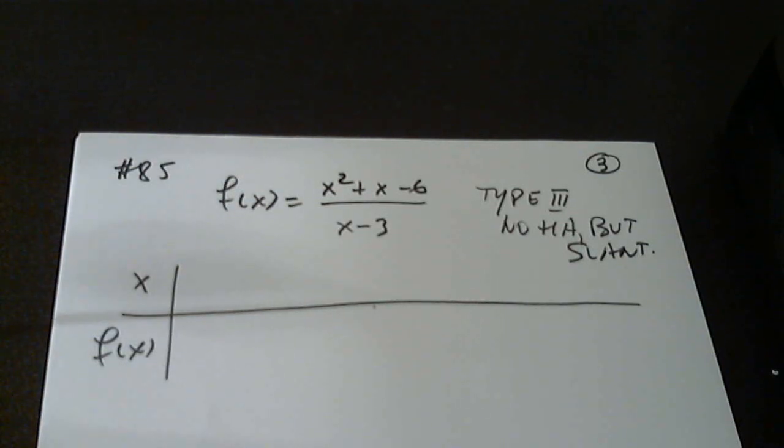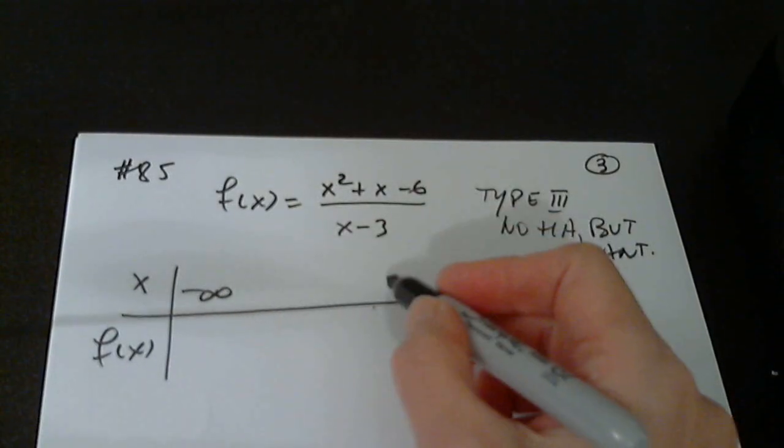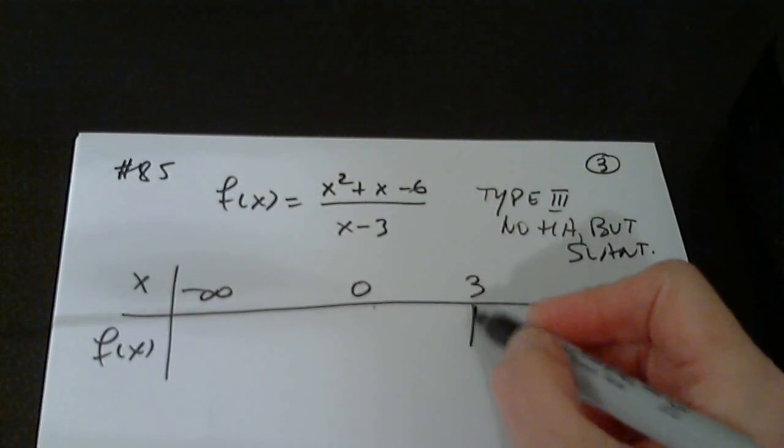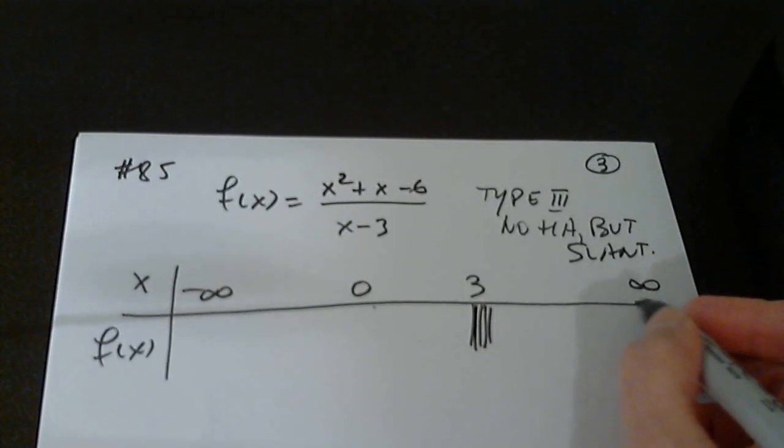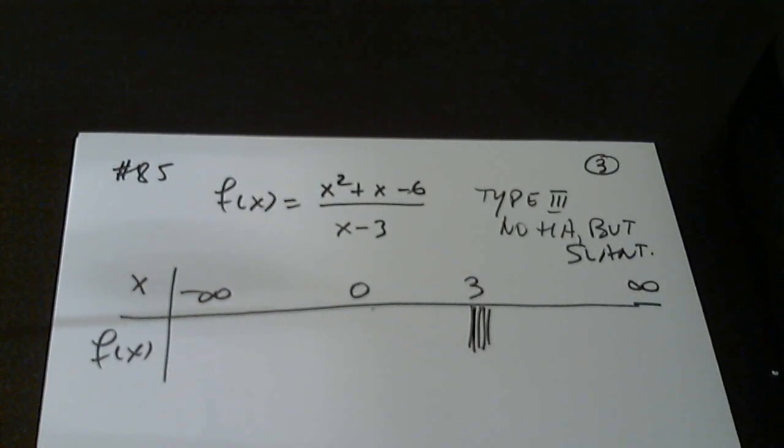The domain. Can anyone give us the domain of this function? Please, anyone? X cannot be positive 3. That's it. Negative infinity, 0, 3, infinity. Perfect. Let's plug in 0 immediately.